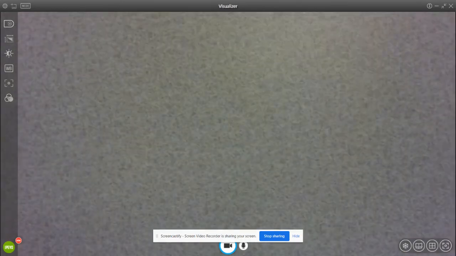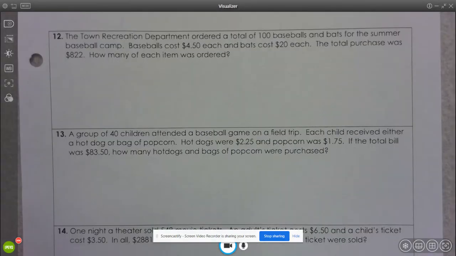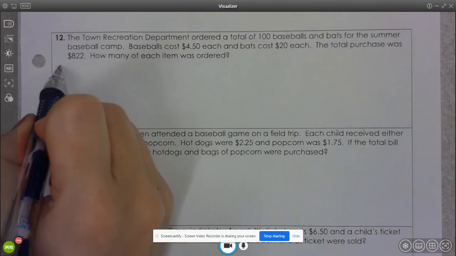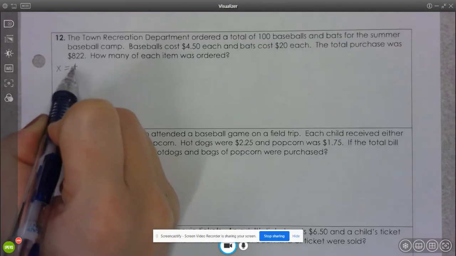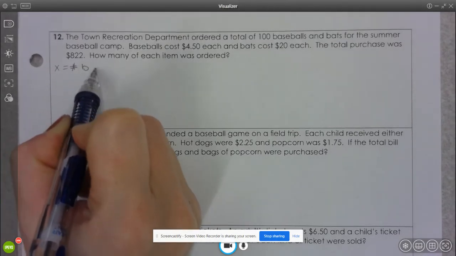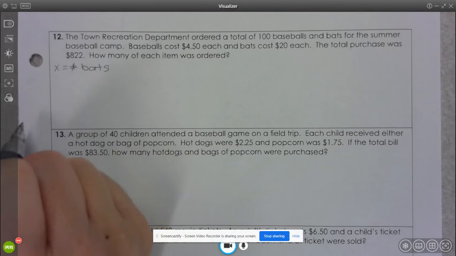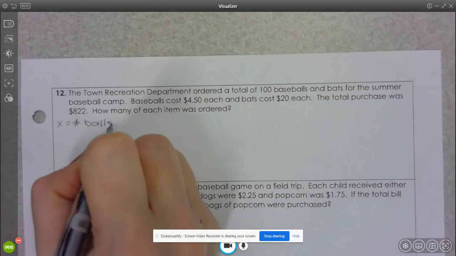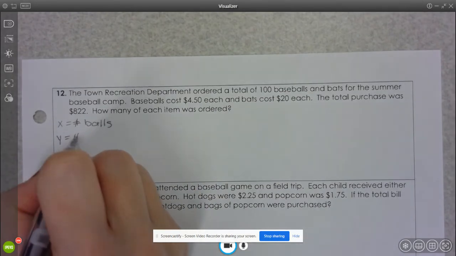Let's go ahead and skip on. Let's do number 12. All right. So X is going to be the number of baseballs. Y is going to be the number of bats.